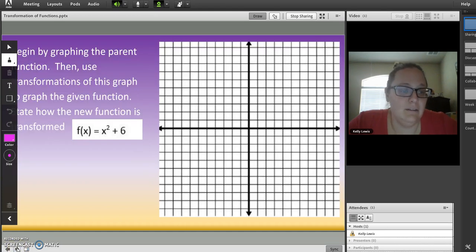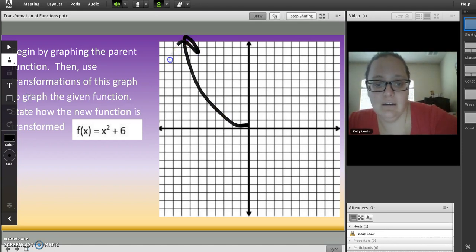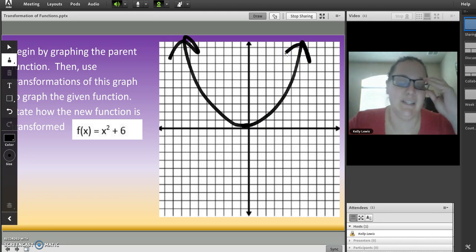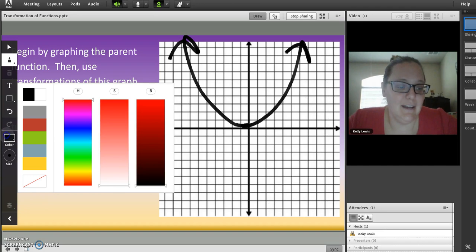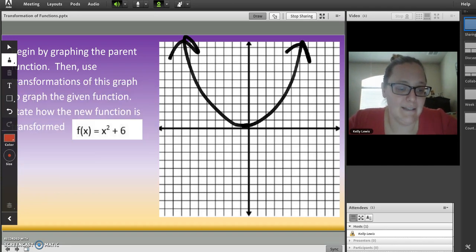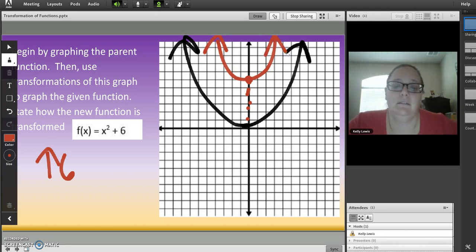Okay. So here, now let's do our parent functions. Right, so the parent function is just the original guy. X squared is a parabola. We're just sketching by hand, so I don't need perfection. Right, then this right here, he is going to go up 6. And then still a parabola. Should have made it equally as wide, but that's okay. That's it.